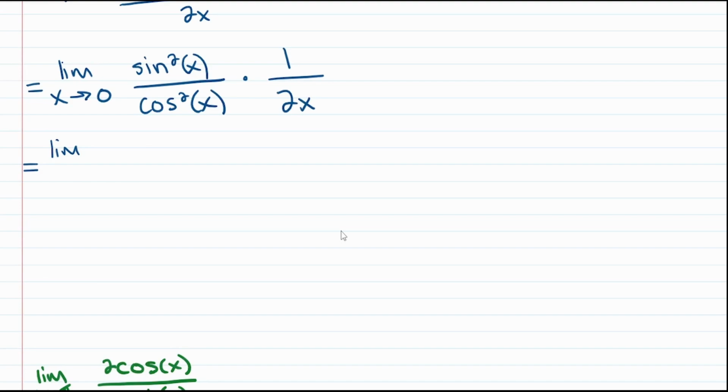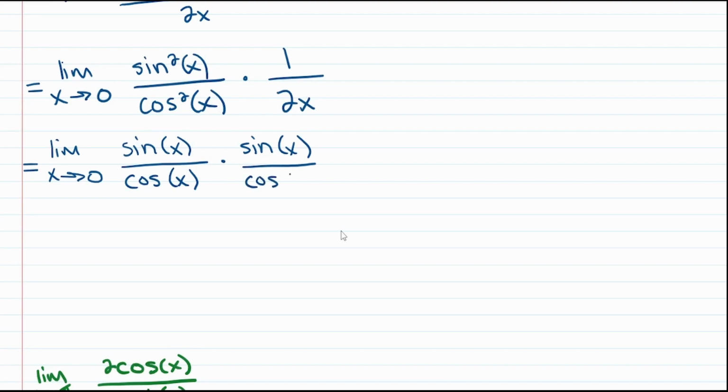So we'll have the limit as x approaches 0 of sine x over cosine x, and then that'll be multiplied by another sine x over cosine x. And then finally, we'll have our 1 over 2x. So now we have the components for our sine special limit. And if you need a reminder on that, you can watch the video on special limits. So we have a sine x numerator, and we have an x in the denominator.